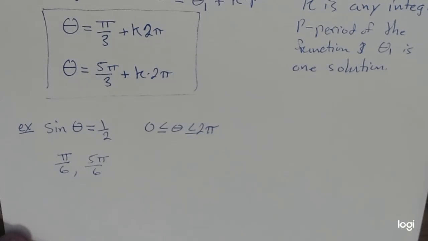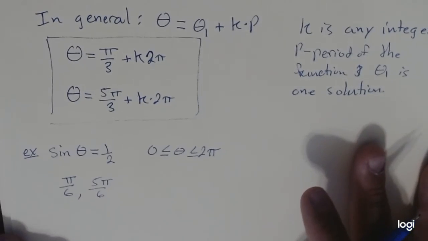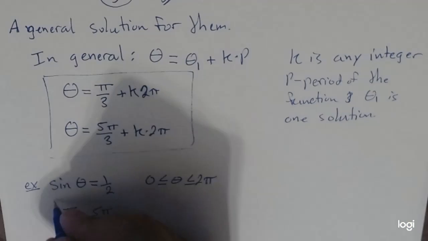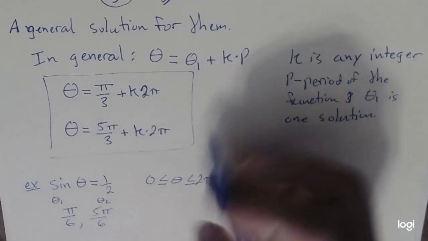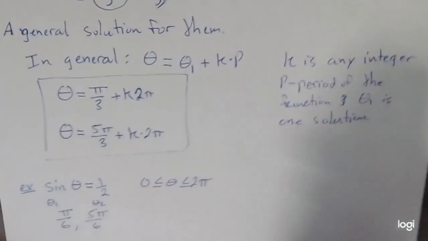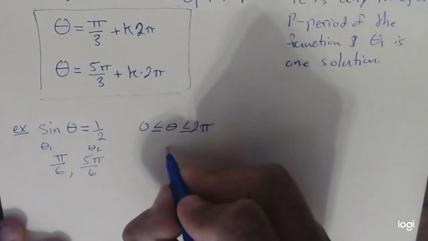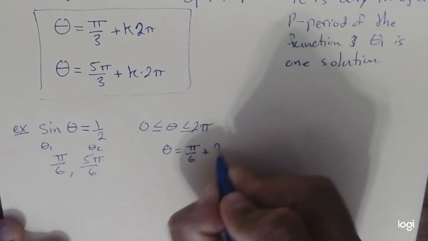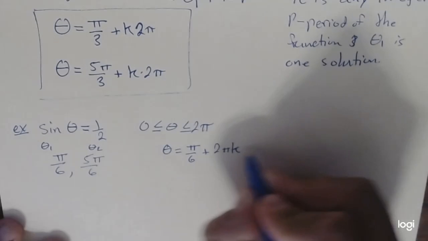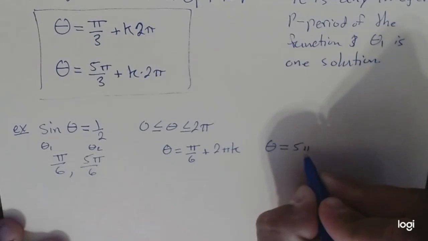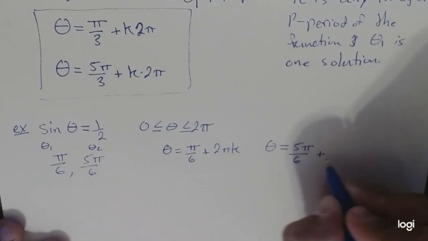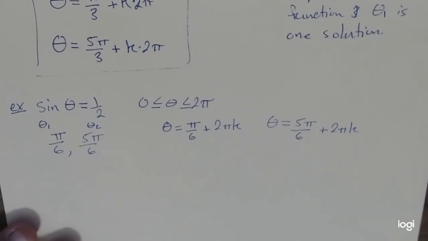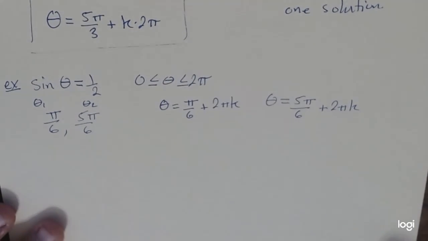Okay, now we do the same exact process we did above. So the general solution in our case, because it's sine, this is theta 1 and this is theta 2. I'm going to write them just like we did here. So our general solutions are going to be: theta must equal our first one, which is pi over 6 plus 2 pi k. And the other one is theta equals 5 pi over 6 plus 2 pi k. Now remember, we only want the solutions between 0 and 2 pi.